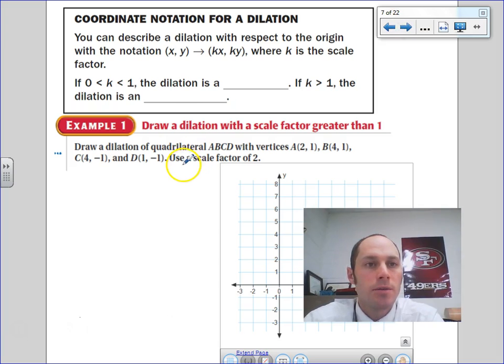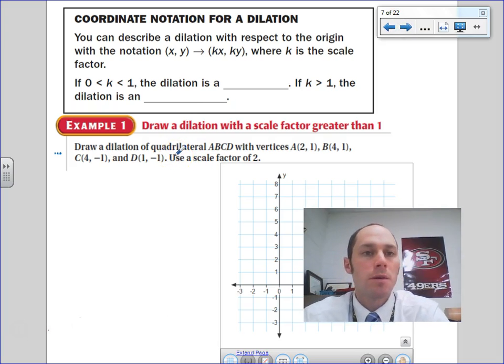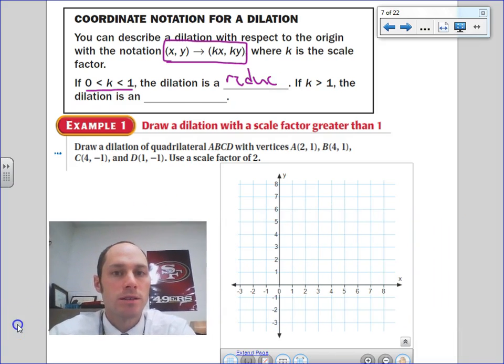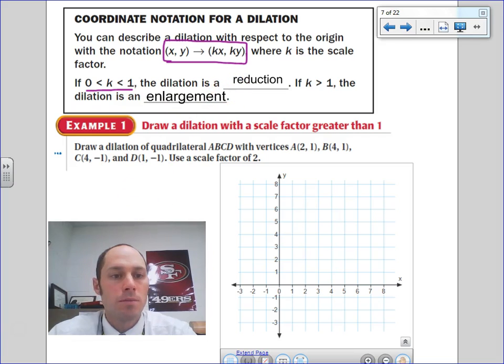All right, so let's talk now about how we perform a dilation on the coordinate plane and some of the coordinate notation that we use. So we saw how in a dilation all the lengths get multiplied by the scale factor. So in coordinate notation, in order to get our new coordinates, we're just going to multiply our coordinates by the scale factor. And we talked about if the scale factor is less than 1, the dilation is a reduction, and if it is greater than 1, it would be an enlargement. Okay, so let's see how that works on the coordinate plane.